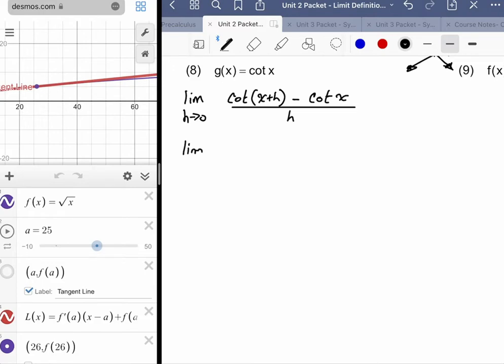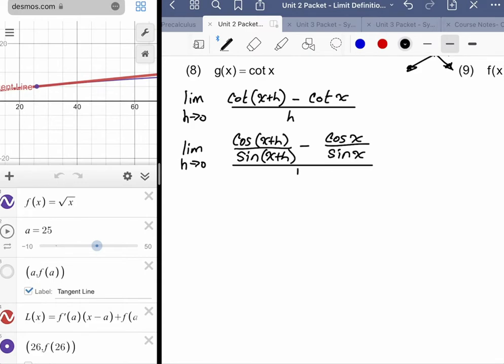So limit as h approaches 0 of cosine of x plus h over sine of x plus h, minus cosine over sine, all over an h. You got your common denominator. So multiply top and bottom by sine x. Multiply top and bottom by sine x plus h.